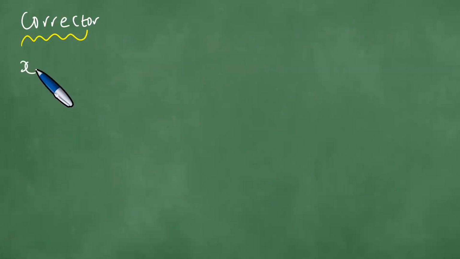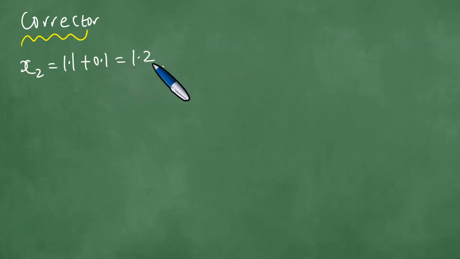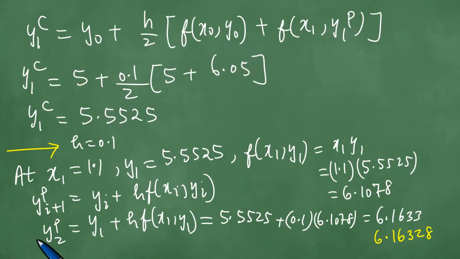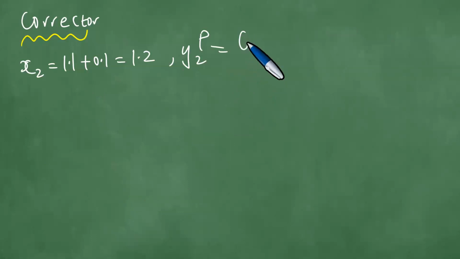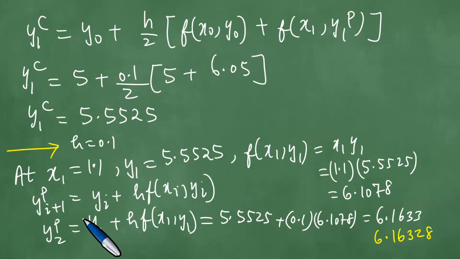What is x2? What is x1? We said x1 is 1.1, but to get x2, we add this, which gives 1.2. But we have the y2 predictor, which we have got, which is exactly this one, 6.16328. You can write 6.1633. Okay, we've already got the x2, y2 here.